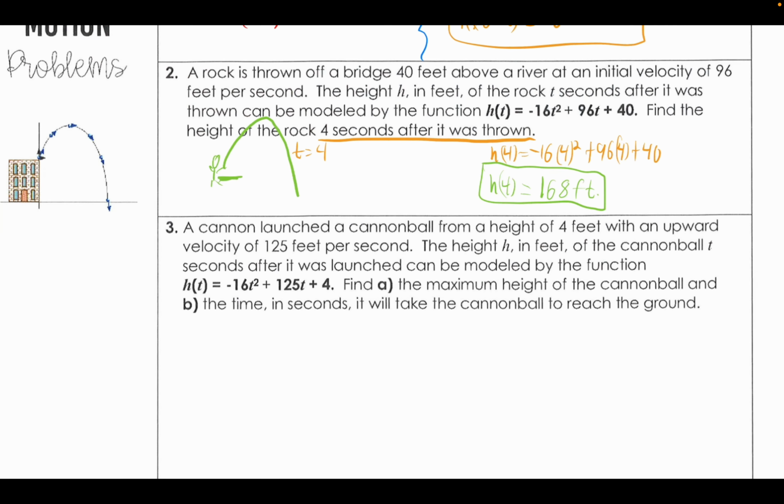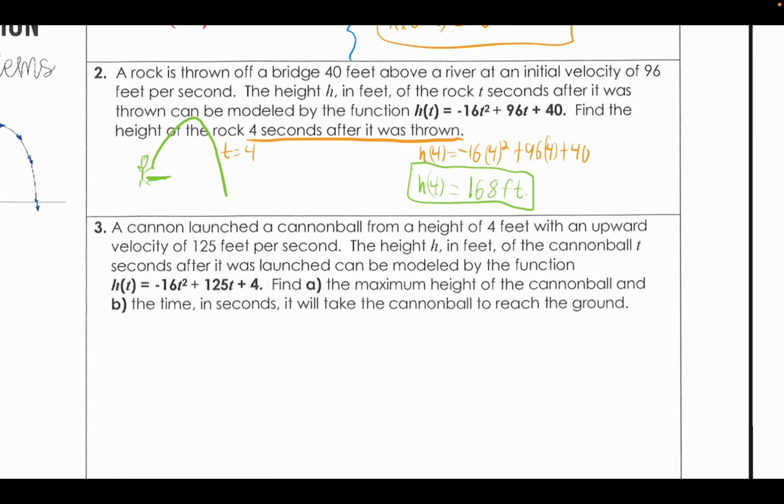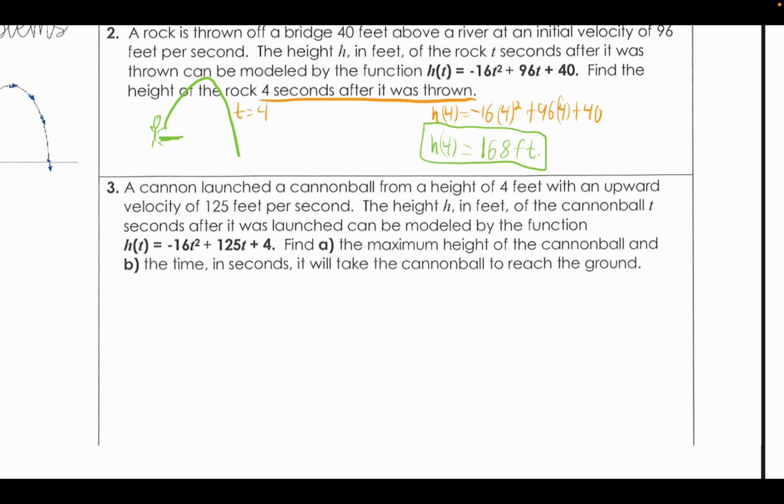On number 3 here, a cannon launched a cannonball from a height of 4 feet with an upward velocity of 125 feet per second. The height h in feet, of the cannonball t seconds after it was launched can be modeled by the following function. Find A, the maximum height of the cannonball, and B, the time in seconds it will take for the cannonball to reach the ground.